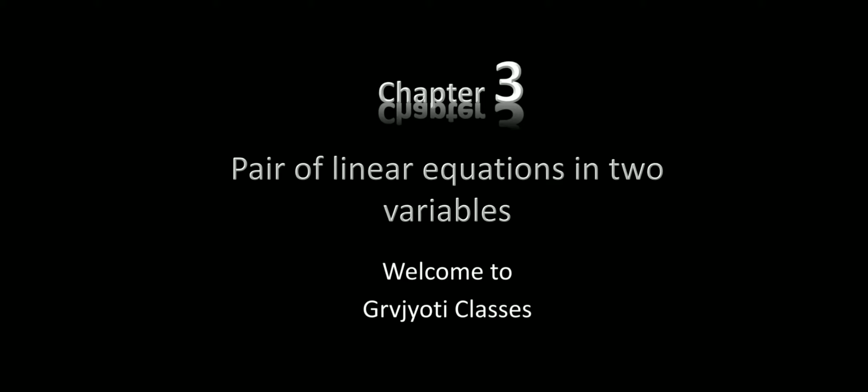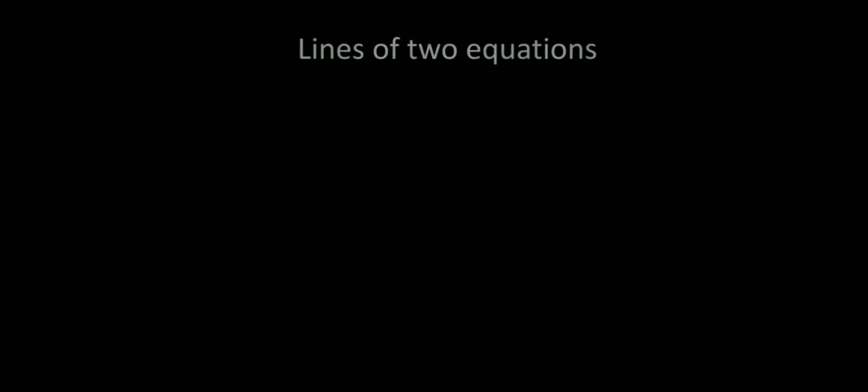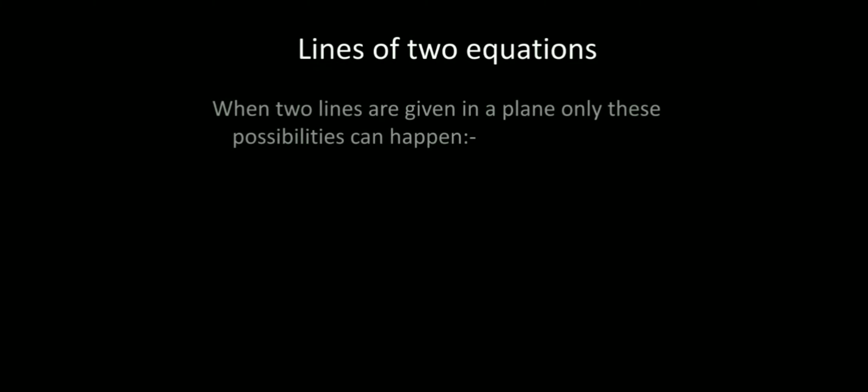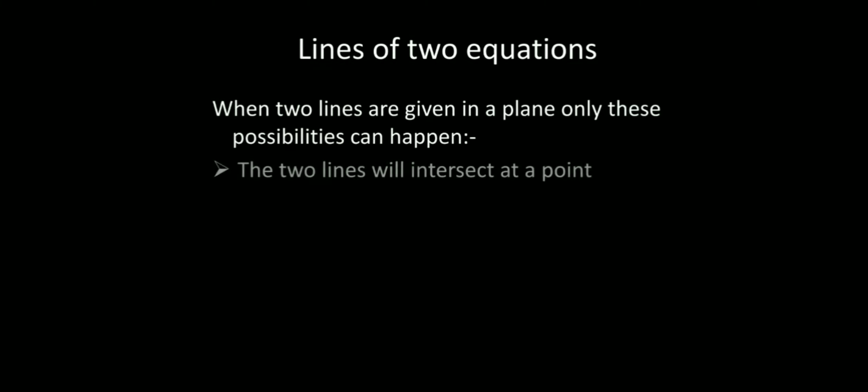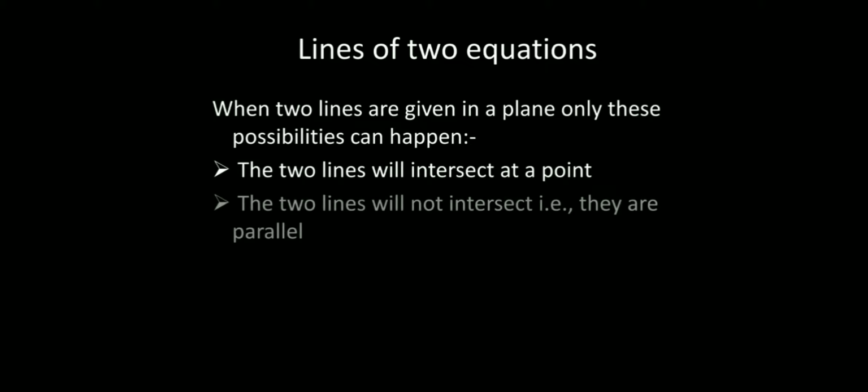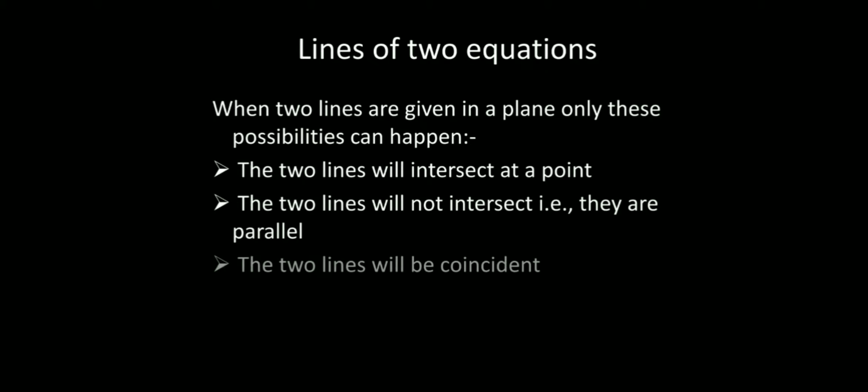Okay, let's start. Name of the chapter is pair of linear equations in two variables. Okay, this is the third chapter. So, lines of two equations. When two lines are given in a plane, only these possibilities can happen. What are the possibilities? Either they will intersect, or they will not intersect, meaning they are parallel, or they are above each other. I hope you have understood.